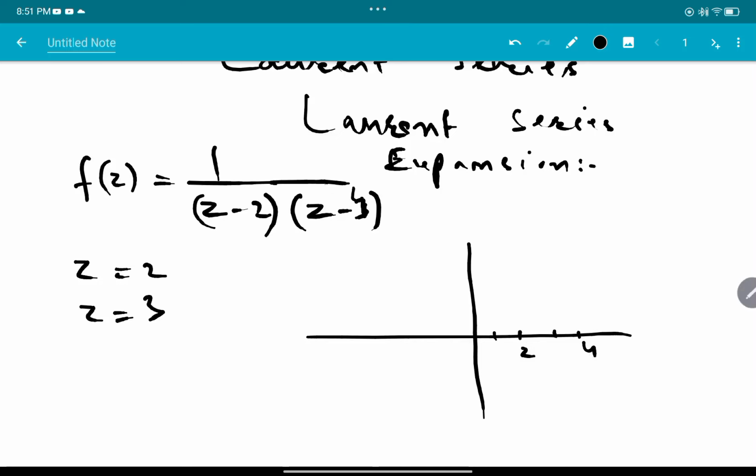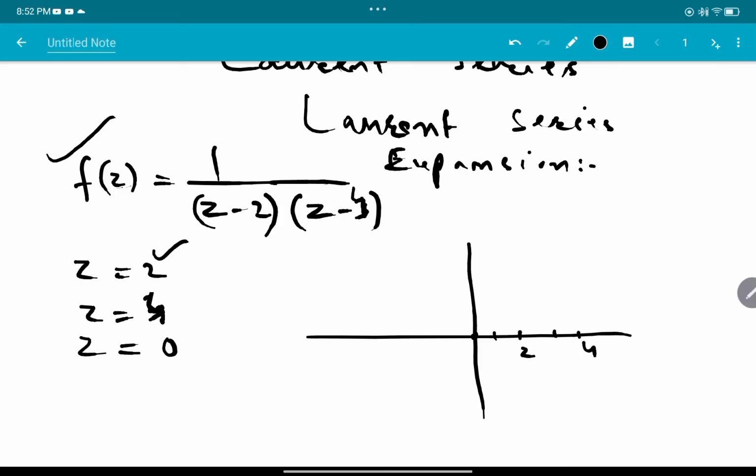I want a series expansion of f(z) about z equal to 0. This is z equal to 0 here, our center of expansion. The nearest singularity to this center of expansion is this, and the distance between the center of expansion and this first singularity is called the radius of convergence. That means we want to expand this series about z equal to 0.